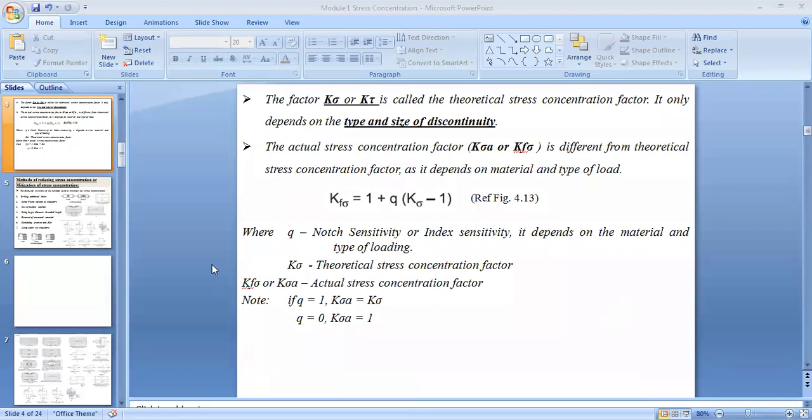Okay. Yeah, this is how you calculate the actual stress concentration factor by referring to the figure 4.13.